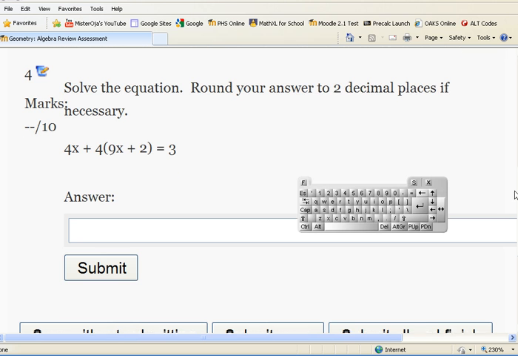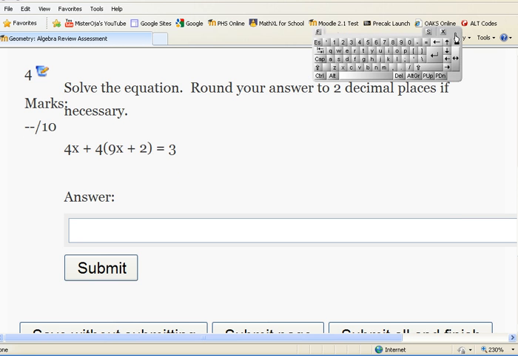So number 4, what about this guy? Let me rewrite that so you can see it a little better. We've got 4x plus 4 times the quantity 9x plus 2 equals 3. So talking about that, what do we do there if we want to solve for x? Isolate the x. How many x's do you see up there? 2 x's, so we can't isolate it yet. What do we have to do first?